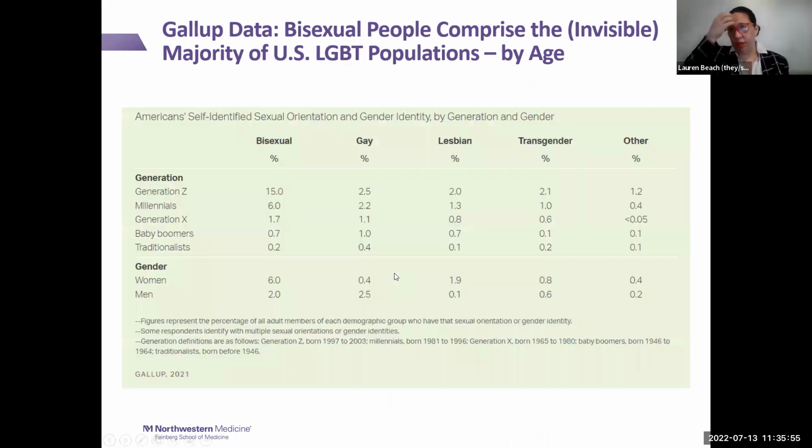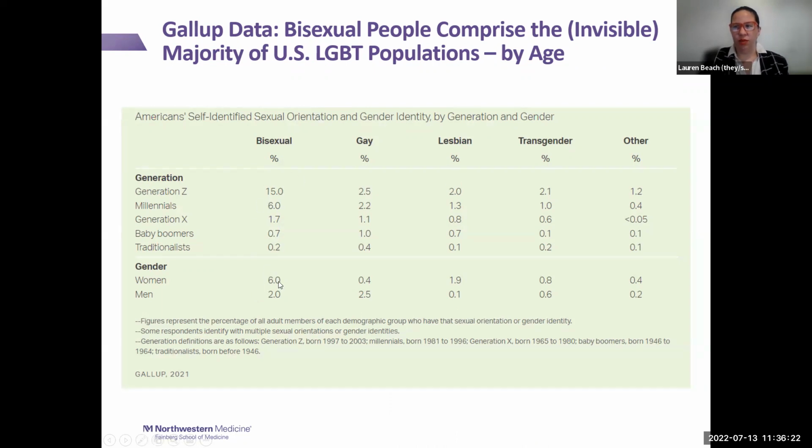If you look more in depth, going back to the Gallup data, and see who is bisexual, there are variations by age cohort, by race, ethnicity, and sex. Here, if you look at the bisexual column, 15% of Generation Z, 6% of millennials, 1.7% of Generation X, 0.7% of baby boomers, and 0.2% of traditionalists identify as bisexual.